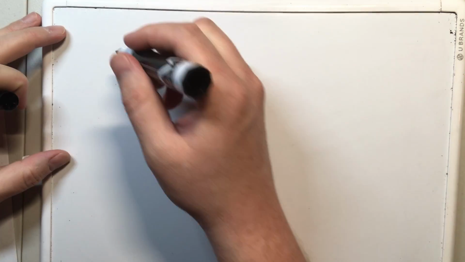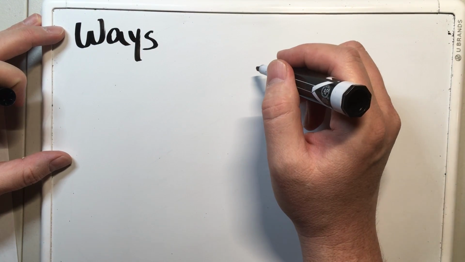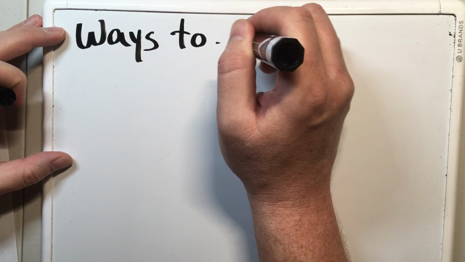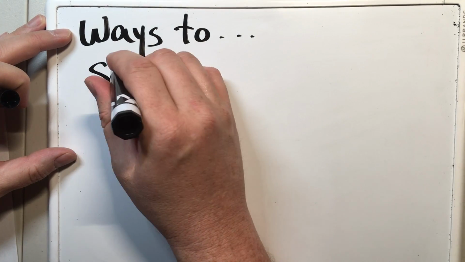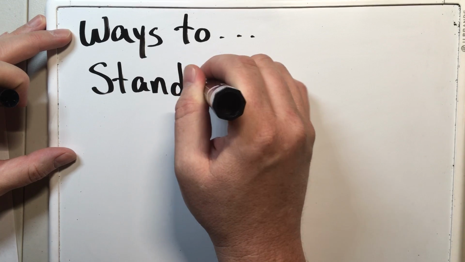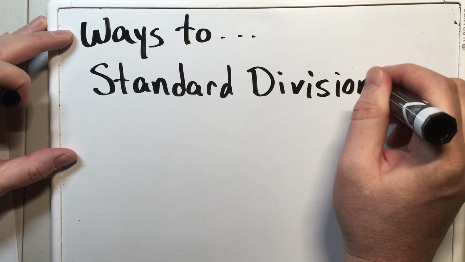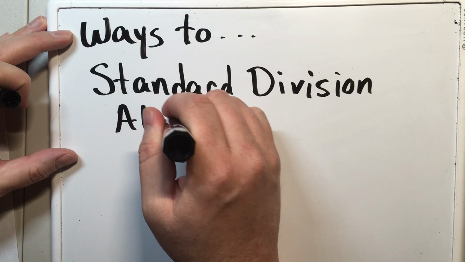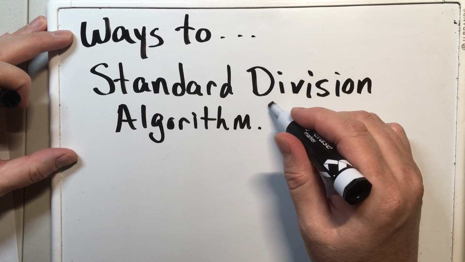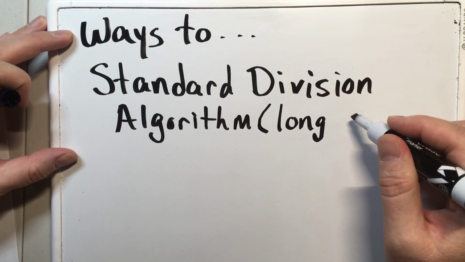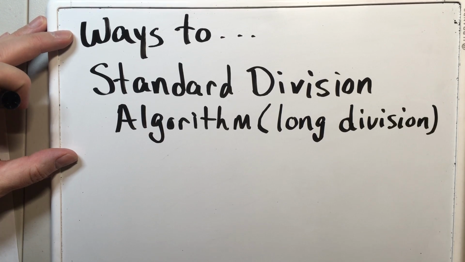We're going to be doing the last of the series of lessons, Ways 2. And I'm going to conclude this last of the 4 operations with the standard division algorithm. I think it's fitting. This is otherwise known as long division. All right, let's get to it.